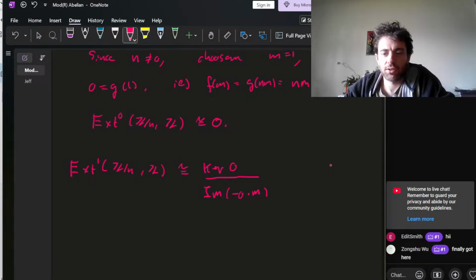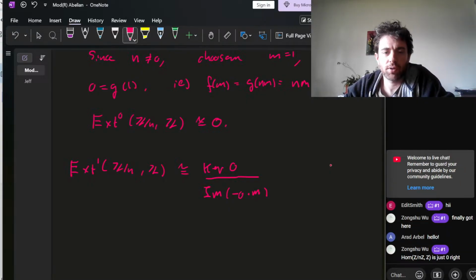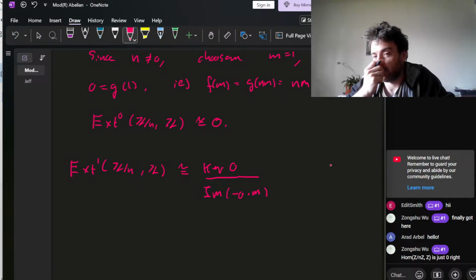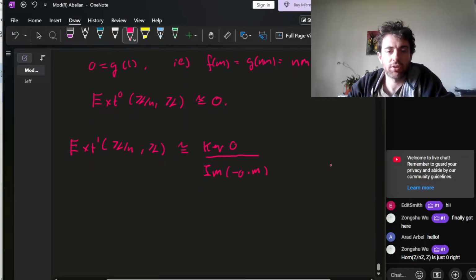And hello Zongshu, hello Arad. Yes, you're right. Hom(Z/n, Z) is just 0, exactly. And so here, well, the kernel in this case is everything. So the kernel is Hom(Z, Z).